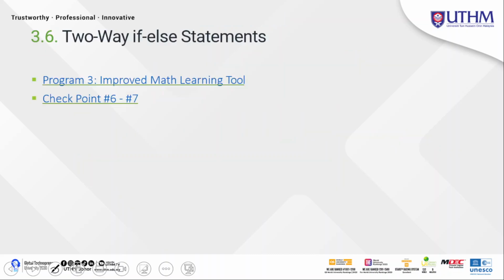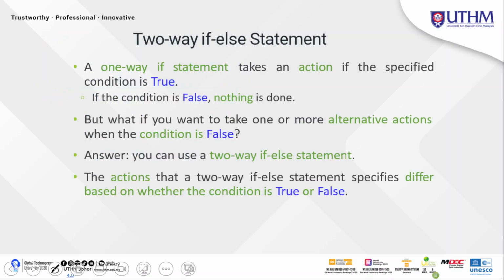Next, we'll continue with the two-way if-else statement. A one-way if statement takes an action if the specified condition is true. If the condition is false, nothing is done. Okay, it only gives you output if the condition is true. If false, nothing is done. Remember this. But what if you want to take one or more alternative actions when the condition is false?